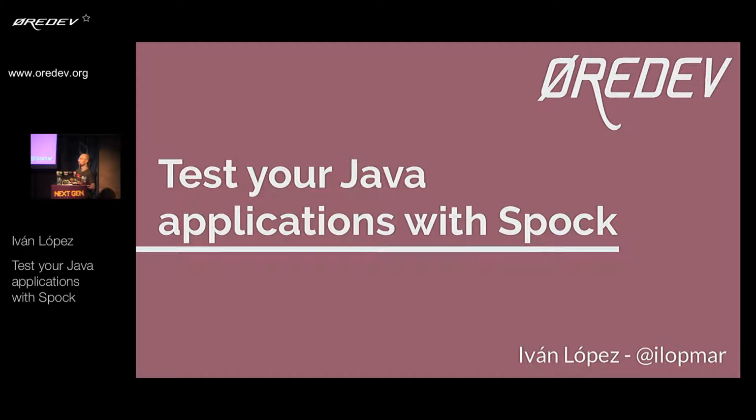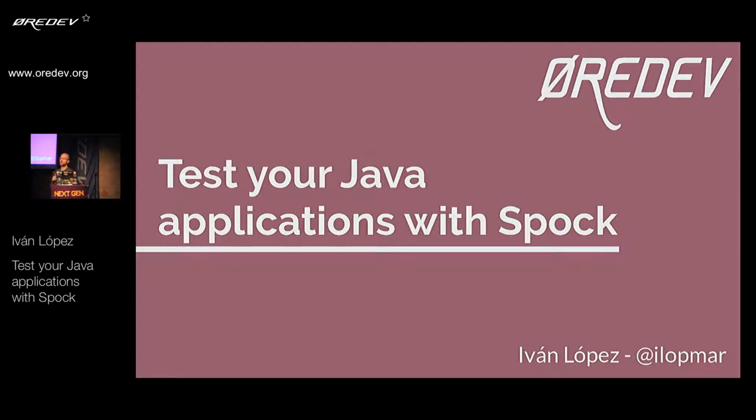But what is Spock? Spock is a Groovy-based testing framework for your Java and Groovy applications that makes writing tests fun again. We can write really expressive and beautiful tests because of its DSL and all the power that Groovy provides us. We can write the tests better, with fewer lines of code to test our production code, and we are going to write very readable tests.